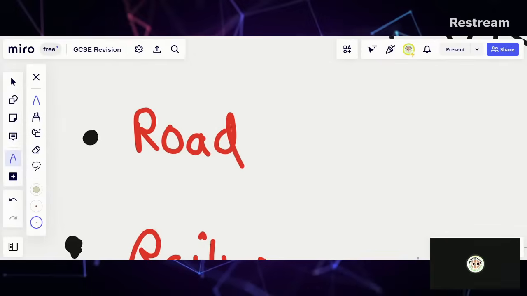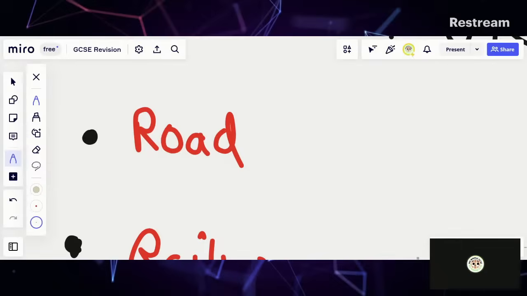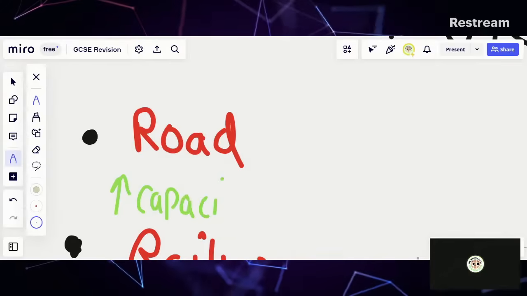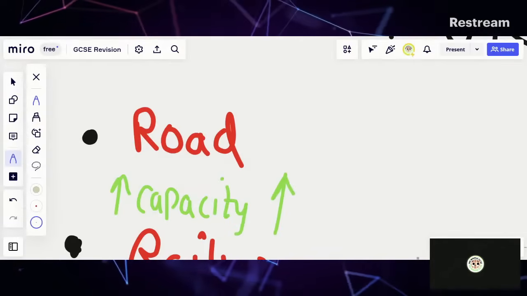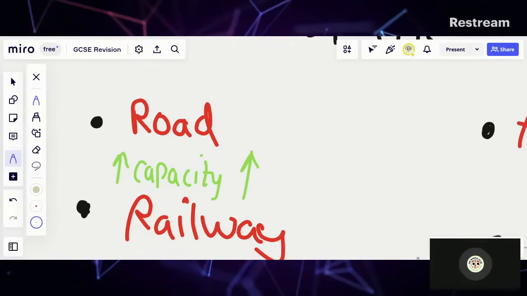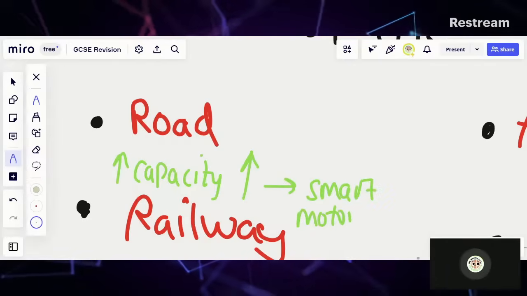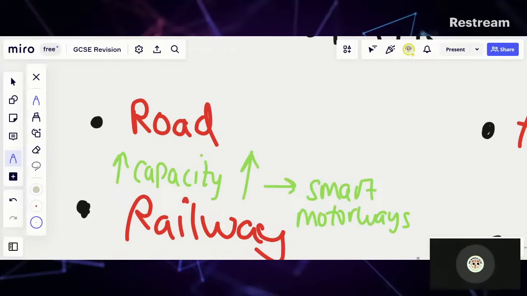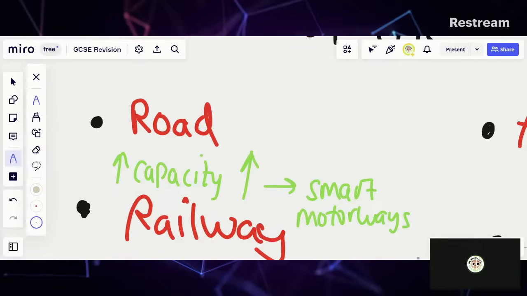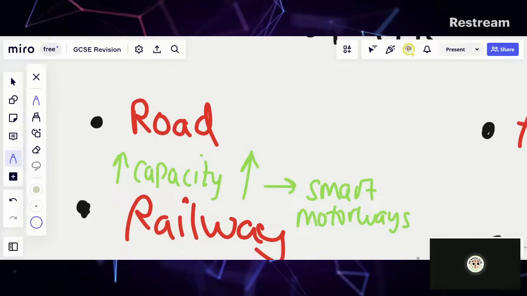You don't need to know a massive amount. So for road, the capacity on motorways is always being increased in certain areas. And also motorways are being transformed into what you call smart motorways. You may have heard of this term before. So smart motorways is basically when they have extra lanes, and this then means that there's much more space.